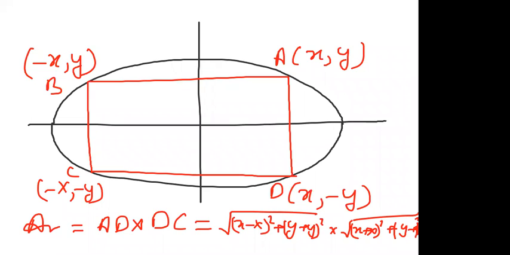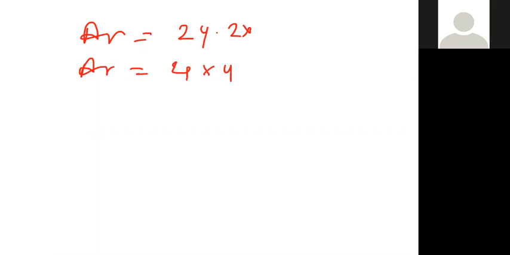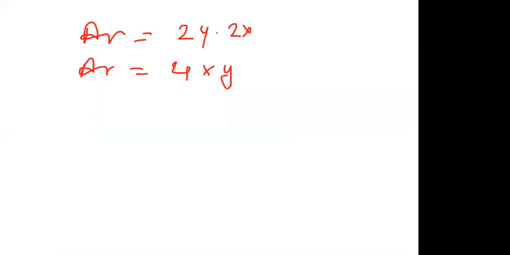So this will cancel, and this will cancel. So 2y into 2x will be coming. The square and root will cancel. Area is coming 2y into 2x. That is, area will be equal to 4xy.